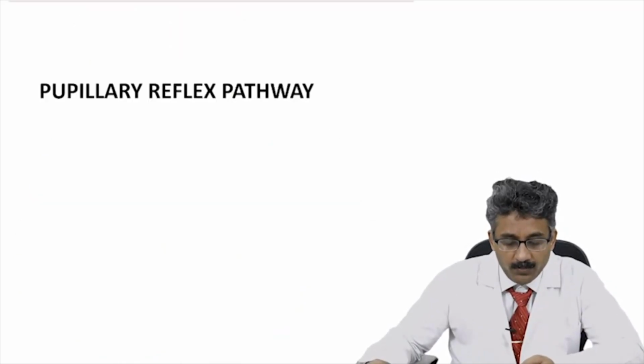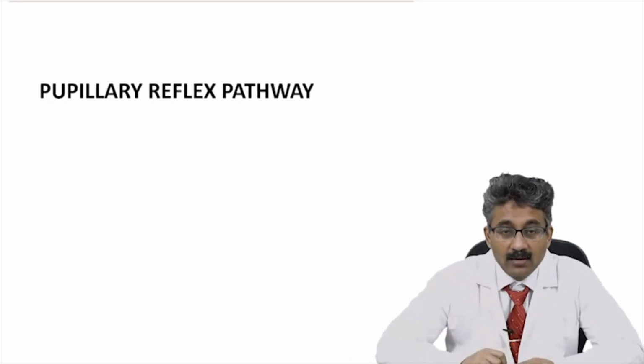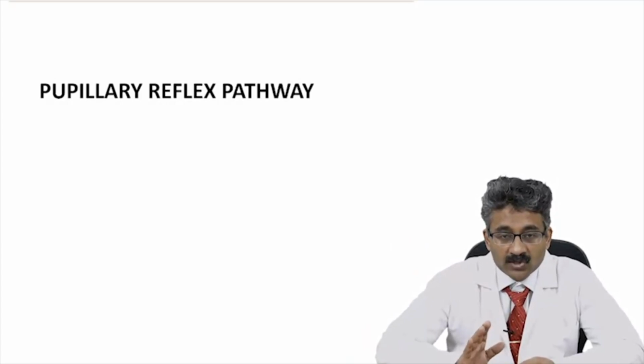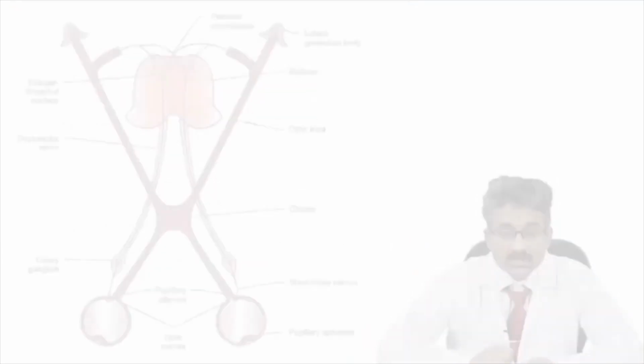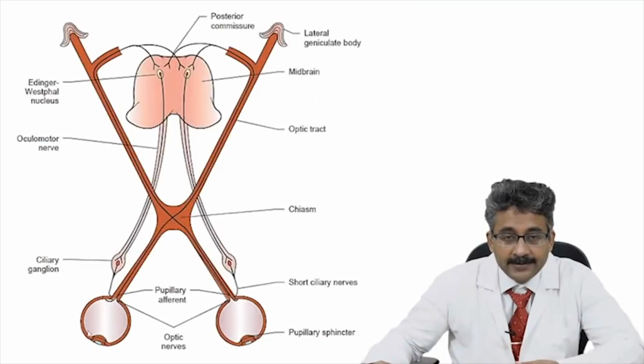So then you should know about the pupillary reflex pathway. I discussed how to do the pupillary reflex. Before doing the pupillary reflex, you should know the pathway of the pupillary reflex. Students, the light reflex pathway now I am going to explain to you. See here, the optic nerve. It starts when light falls on the eyeball, and the optic nerve will carry the impulse. This is the optic chiasma. Then it goes in the optic tract, the light reflex pathway.